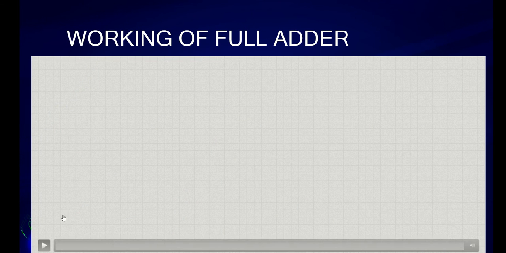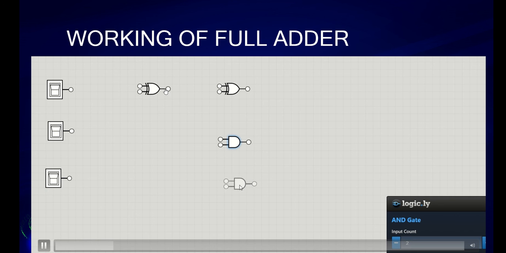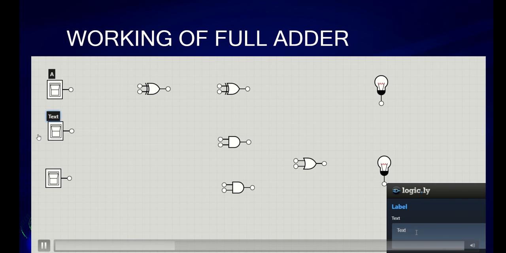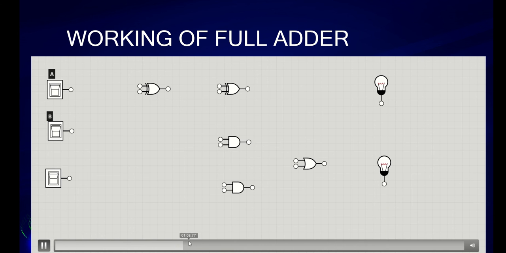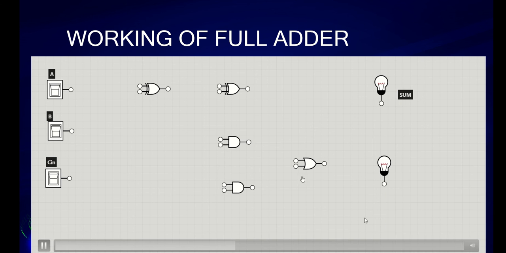So let's see the working of full adder. We know there are 3 inputs, so we require 3 toggle switches, and we need 2 XOR gates, 2 AND gates, and 1 OR gate, and we need 2 output light bulbs for sum and carry. Now let's label them. This is A, this is B, and this is borrow in, or let's mark it as C. It's our wish. And this is sum, and this one is carry.